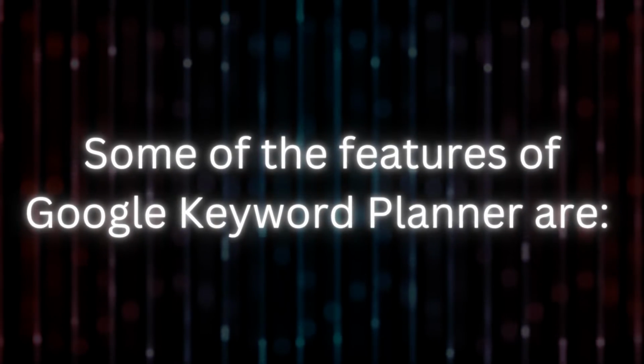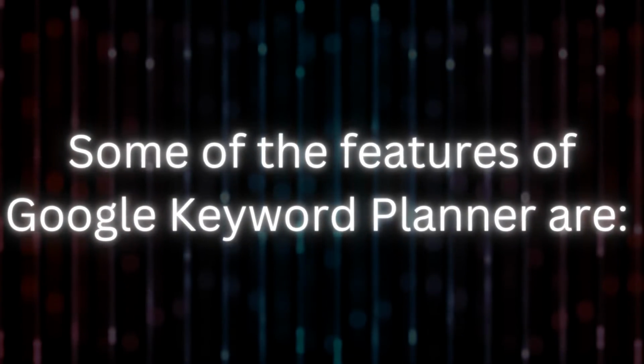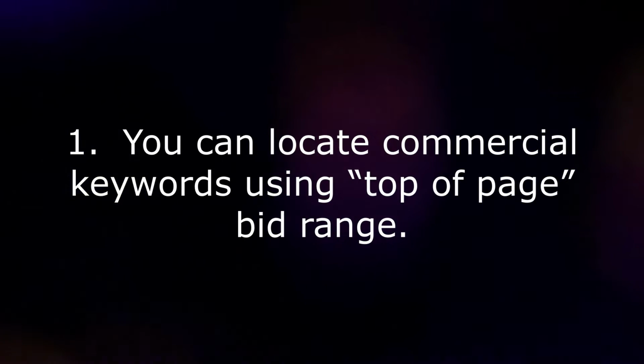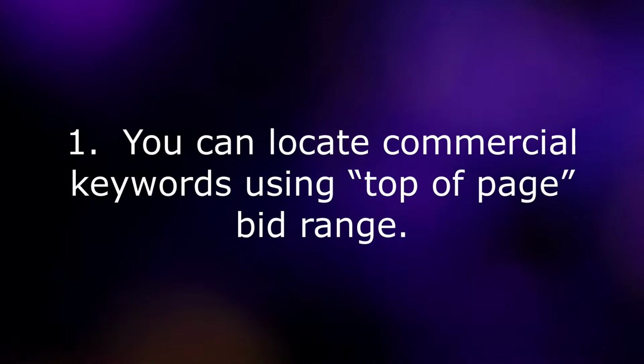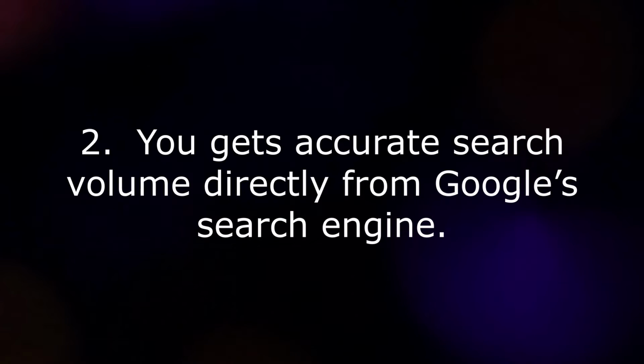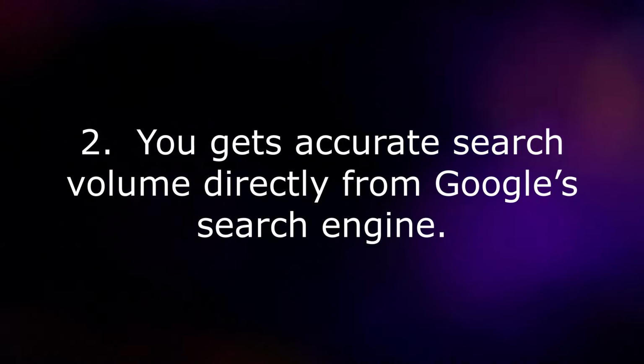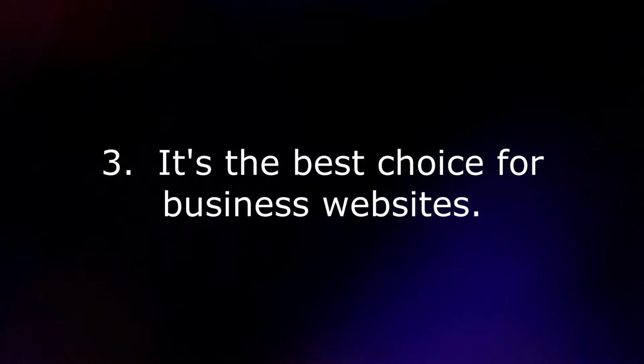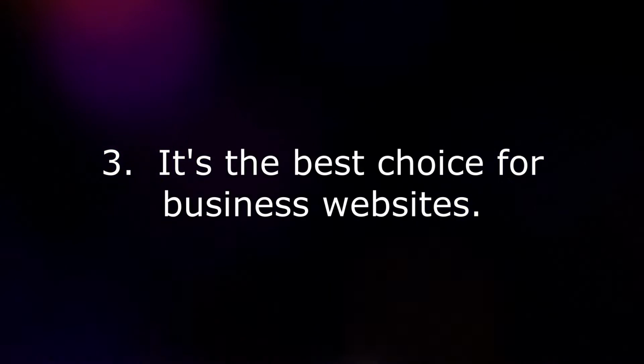Some of the features of Google Keyword Planner are: 1. You can locate commercial keywords using top-of-page bid range. 2. You get accurate search volume directly from Google's search engine. 3. It's the best choice for business websites.